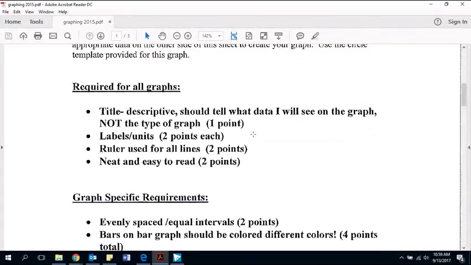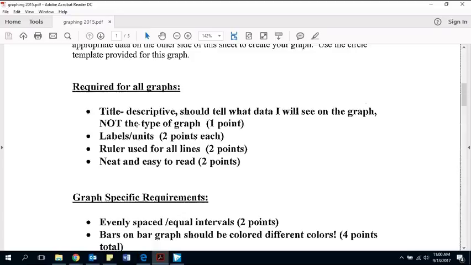For all three graphs, you need to make sure you have a title. Remember I talked a little bit about making a title and how the title should tell me what's on the graph. Your title should not say, my bar graph, Mrs. Smith's pie graph, or anything else that doesn't tell me what the data is. It shouldn't have the name of a graph in it at all. Everyone knows it's a graph by looking at it, so you don't need to write that it's a graph in the title.